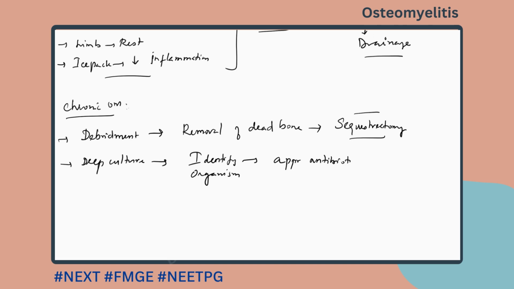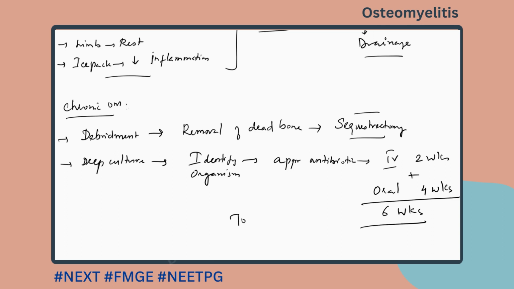You have to give antibiotics through IV for at least 2 weeks plus oral antibiotics for 4 weeks. So the total antibiotic duration should be at least 6 weeks. Very, very important point. So the total antibiotic duration should be at least 6 weeks in chronic osteomyelitis.